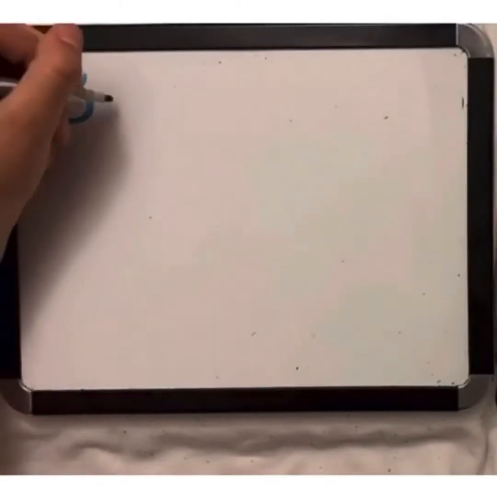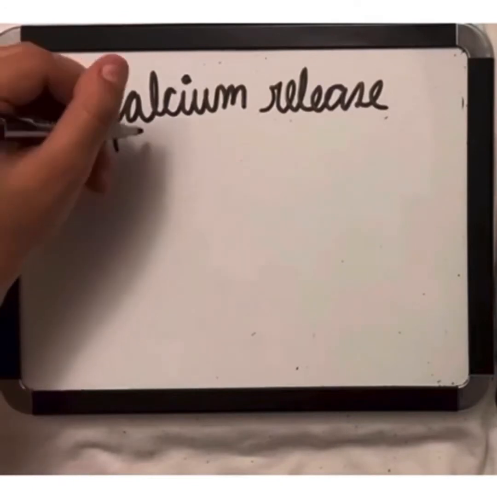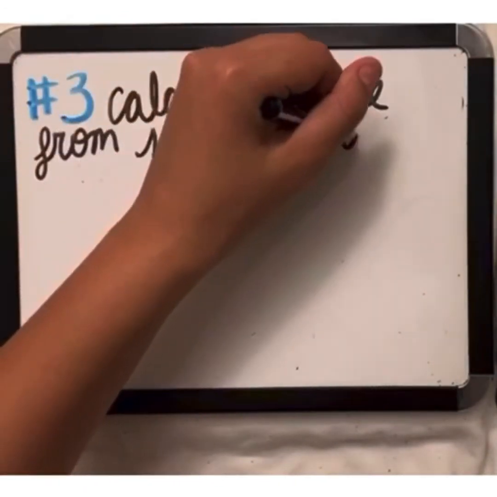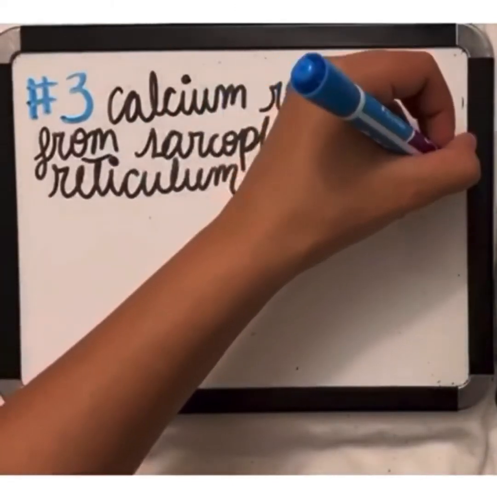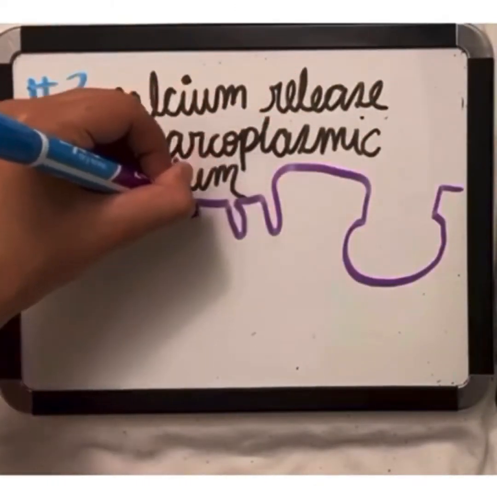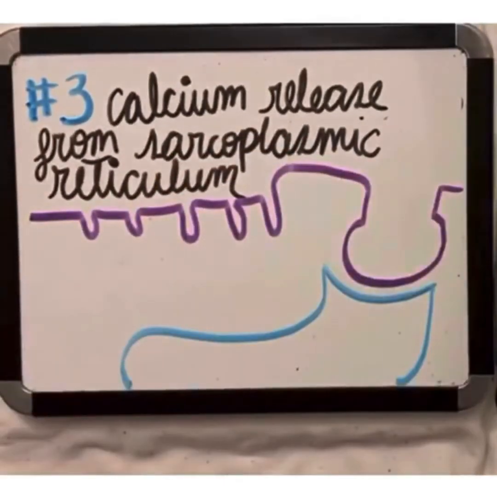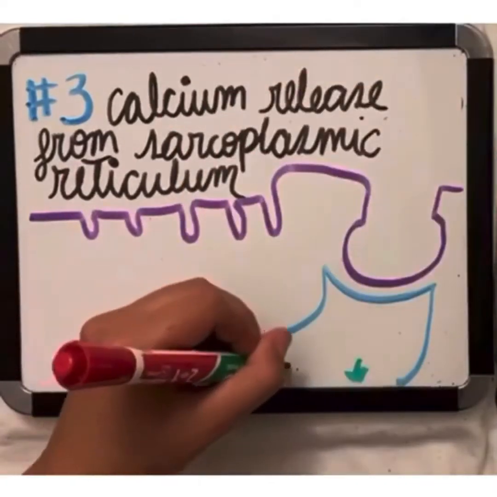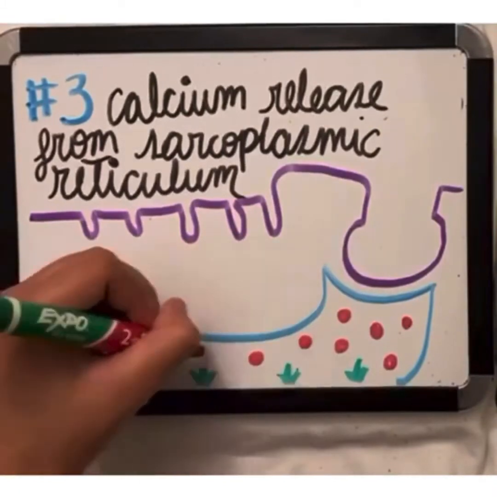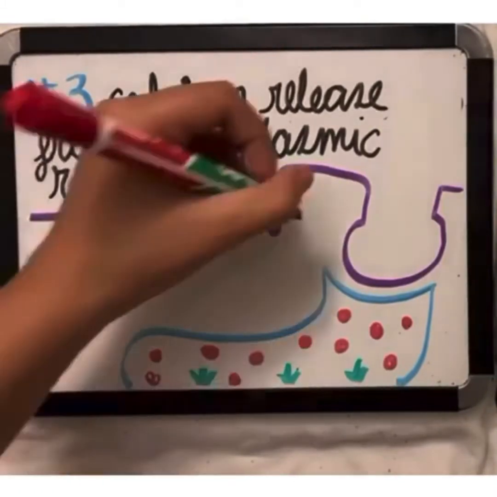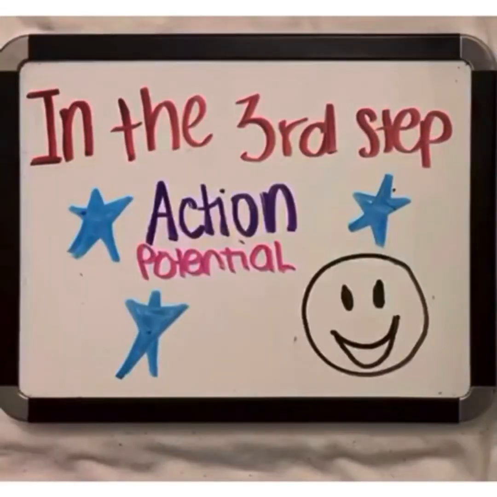In step 3, we have calcium release. The action potential stimulates the sarcoplasmic reticulum to release calcium. Here we have the muscle fiber, the sarcoplasmic reticulum, and we have calcium here. These dots in red are the calcium. Action potential, that is excitement.